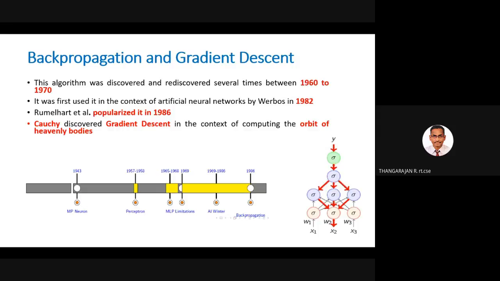Then came some algorithms. People started discovering, because of the limitations, they now wanted to overcome those limitations. Now they found different thresholding functions. One function is the sigmoid function, I will come to it later. Another one is the tanh function. We'll be looking into them in detail.